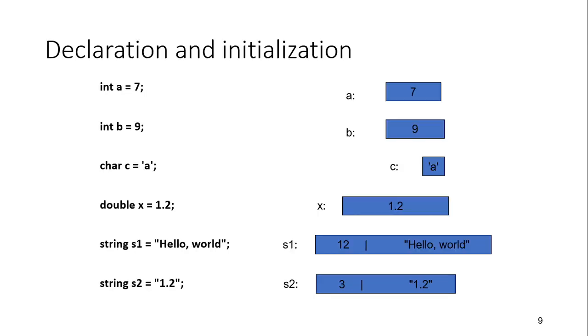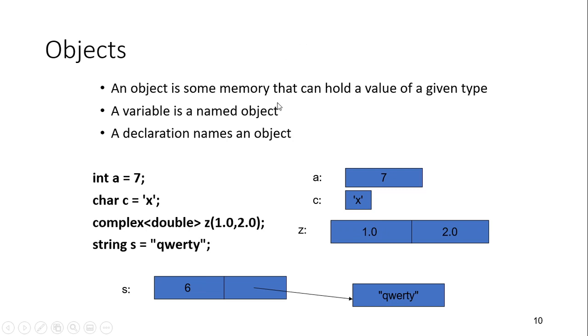Now here these are all objects. This is an object, this is an object, this is an object, this is an object. So what is an object? An object is some memory that can hold a value of a given type. It is some portion of your RAM which can hold a value of some given type. A variable is a named object. If we give a name to an object, that is a variable. Anything that occupies some space, in the physical world we call it matter, but in the computer world you call it an object. Anything that occupies some real estate in your RAM is an object.